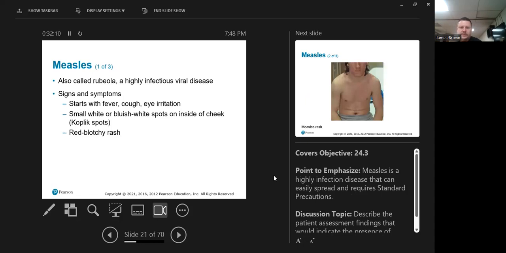Measles, also known as rubella, a highly infectious viral disease. And some of these I'm just going to have to kind of read as we go, because my understanding of these, just because it's not something that we respond to very frequently, is pretty limited. It starts with fever, cough, eye irritation, small blue-white spots inside the cheek, or Koplik spots. We're going to see this again. And then a red blotchy rash.